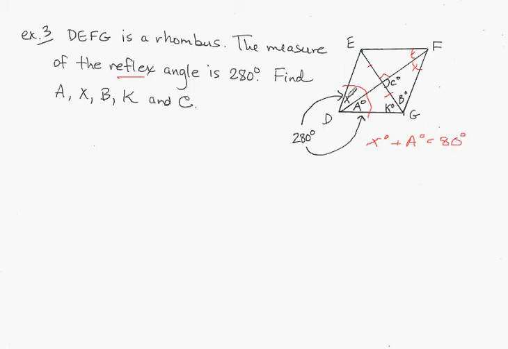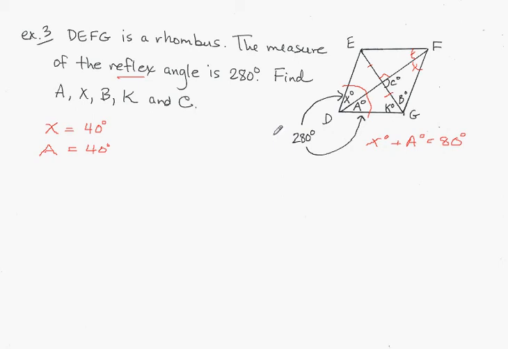Since angle X and angle A, according to the properties of a rhombus, are equal, that means they share the 80, so we would say X equals 40 and A equals 40 degrees. Okay, we're getting somewhere. Okay, now we need to find out B, K, and C.